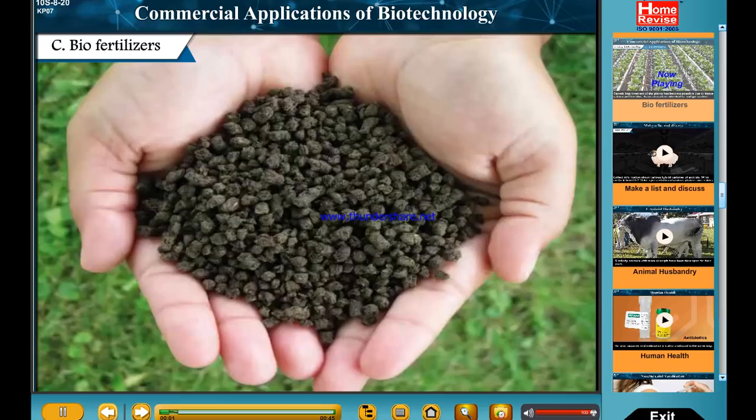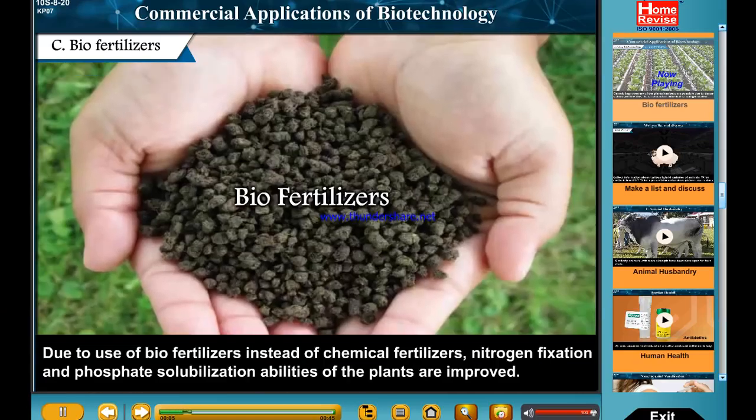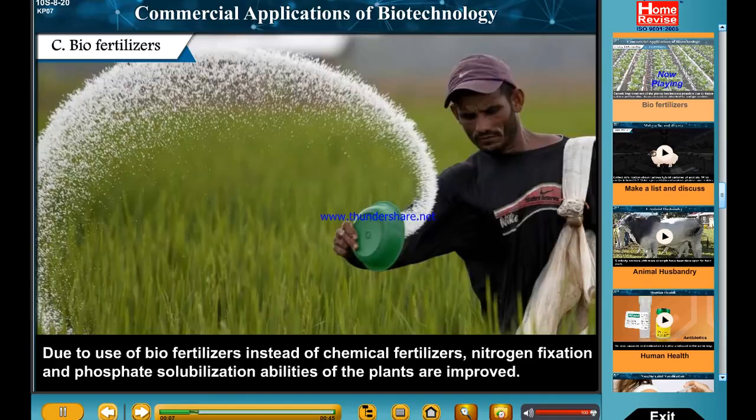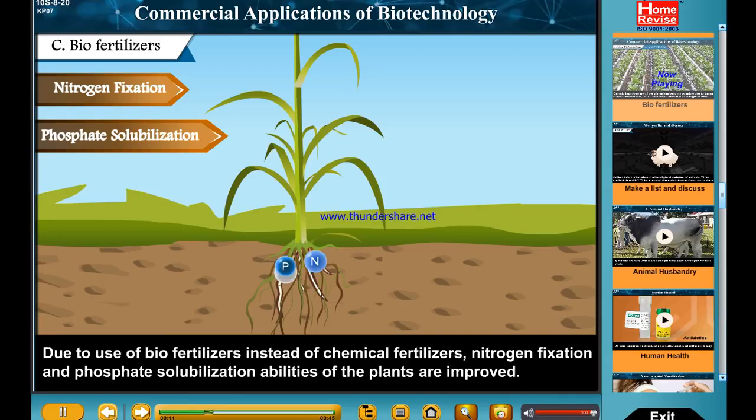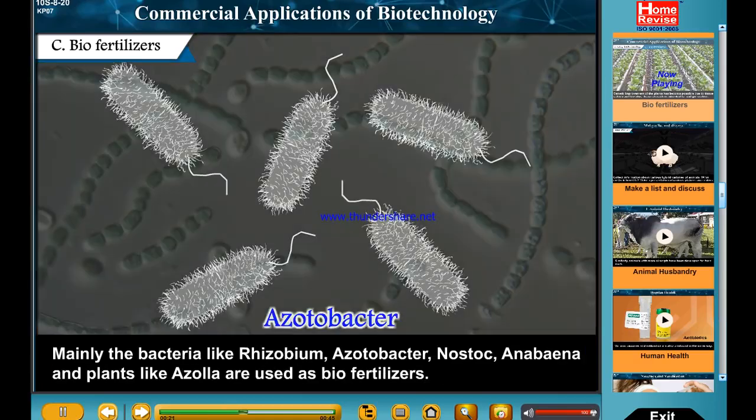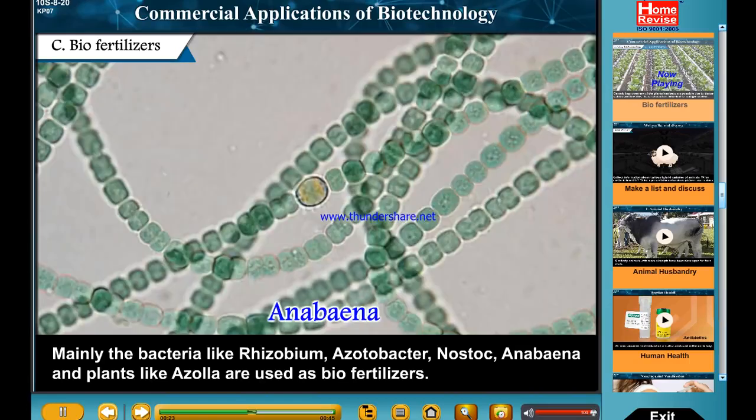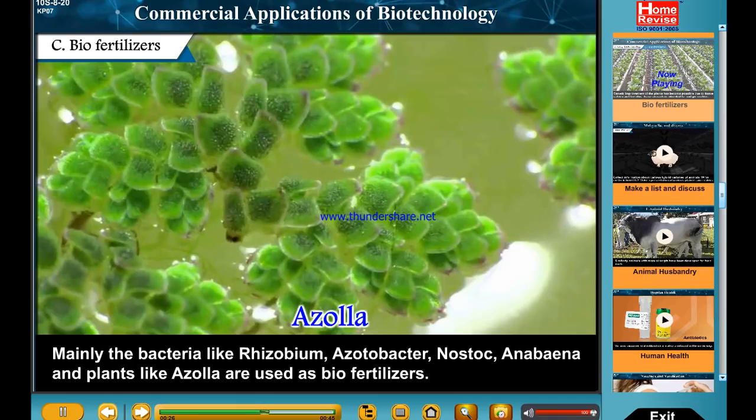C. Biofertilizers. Due to use of biofertilizers instead of chemical fertilizers, nitrogen fixation and phosphate solubilization abilities of the plants are improved. Mainly the bacteria like Rhizobium, Azotobacter, Nostoc, Anabaena, and plants like Azolla are used as biofertilizers.